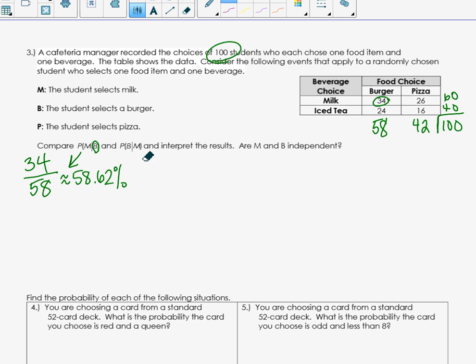And then over here, the probability of a burger given milk. Now our sample space is the kids who liked milk, which was 60, and out of those 60, it's still the same 34 that liked milk. Well, 34 out of 60 is about 56.67%. Okay. So here, they're pretty darn close.